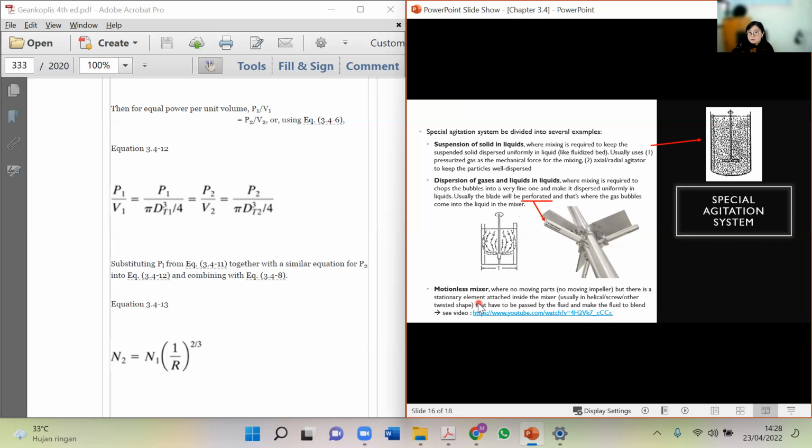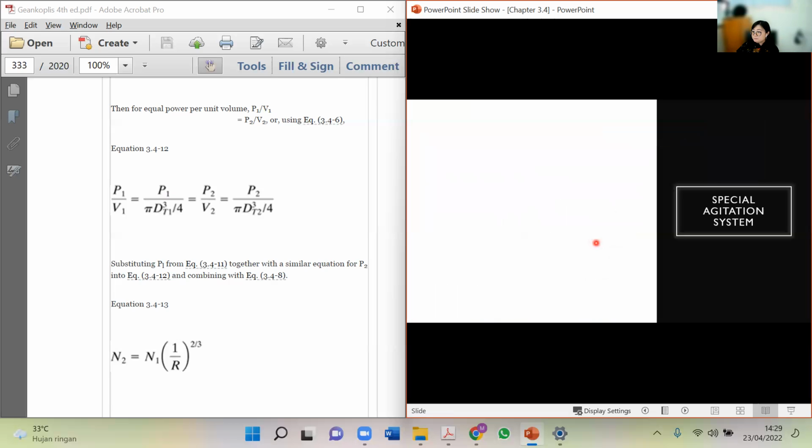Usually this element is placed like a helix or a screw, or in another twisted shape. When the fluid passes that route, it will blend. When the two liquids, or the two fluids, come together and have an impact with the element inside the mixer, they start to mix and blend. You can see it directly in this YouTube link. So that's the third special agitation system.